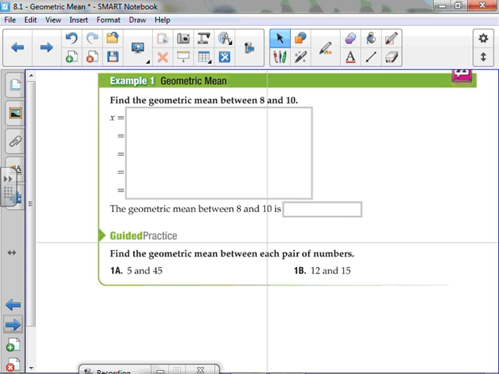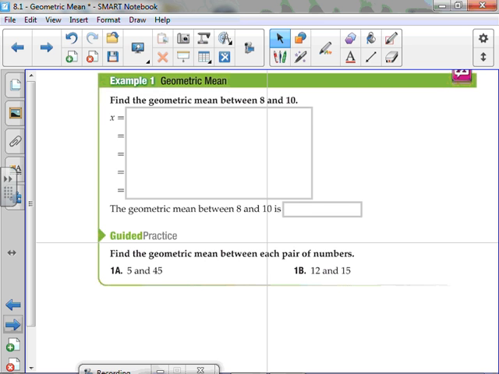Which one's A and which one's B? It doesn't matter, because you're multiplying them together. You can do A times B or B times A. With 8 times 10, that'll be 4 square root of 5. Not exactly. Whatever the square root of 80 is, that's your answer.